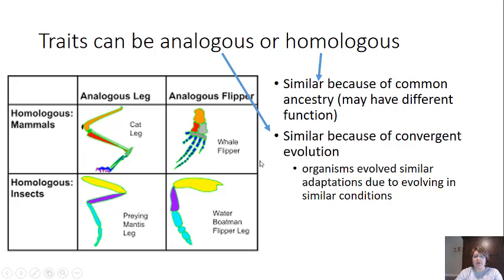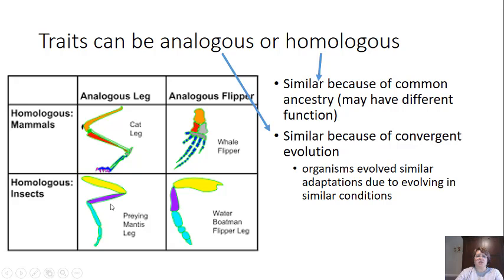The same thing with the flippers. The water boatman is going to use its flipper-like leg, and the whale is going to use its flipper for moving through water. So they are analogous because they have a similar function, and they've evolved because of a similar condition. But the mammals, the cat and the whale, even though they have a completely different function, are homologous. They have a common ancestor. So even though we have a different length of the orange bone here and here, and the same for all the others, we have this very clear one bone, two bones, many bones, digits at the end.